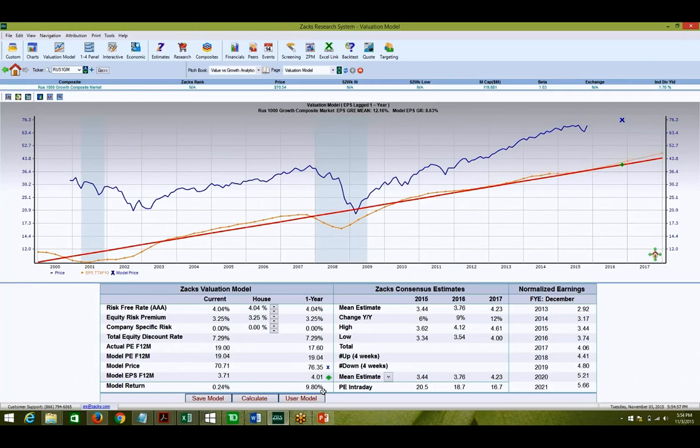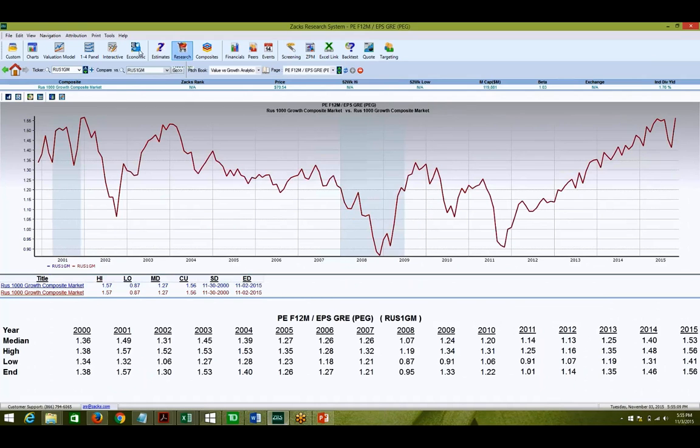The Zacks valuation model is therefore an efficient tool for GARP managers who focus on looking at value as a function of fundamental growth. As such, we can actually see a confirmation here by looking at the PEG ratio.